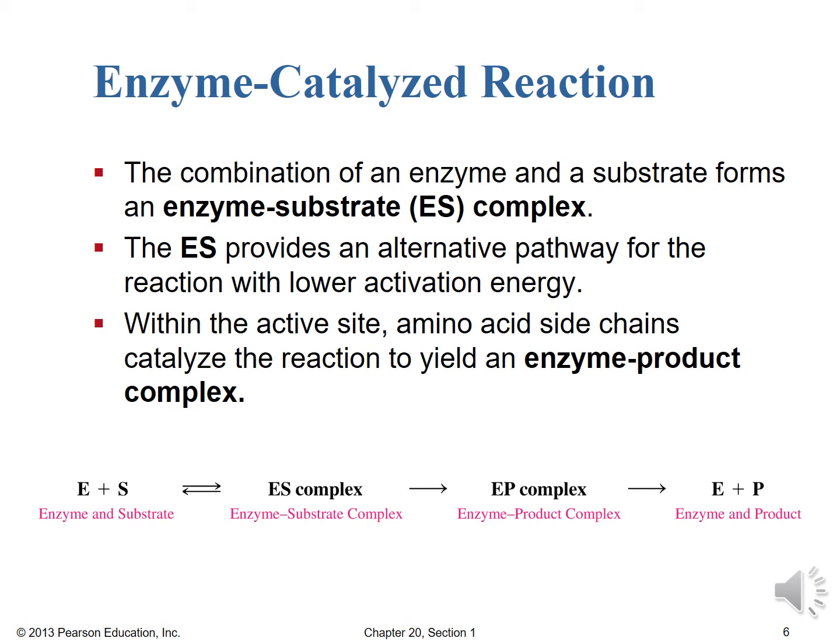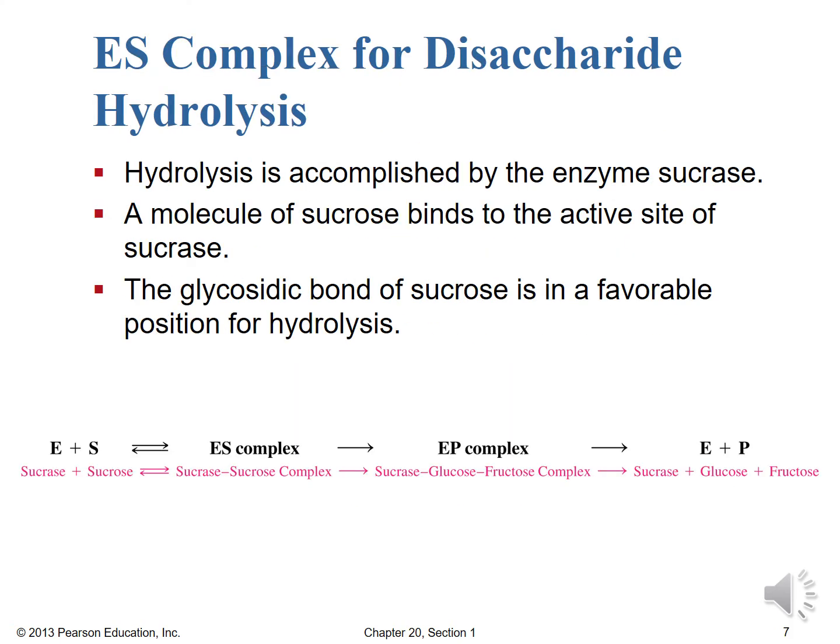That enzyme is therefore free to go back and bind to another substrate and do the whole thing over again. That's what we mean by catalysis or a catalyst. It can act on a substrate and then act on a new substrate after it's done its work on that original substrate. So if we turn our attention to a particular type of enzyme substrate complex, let's look at enzyme substrate complexes for disaccharide hydrolysis.